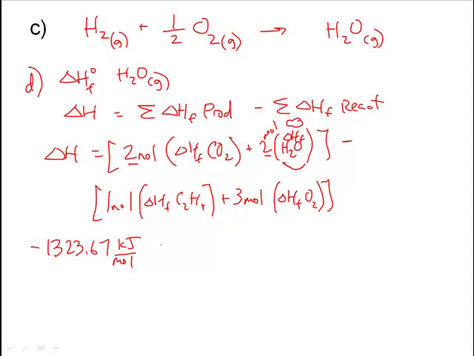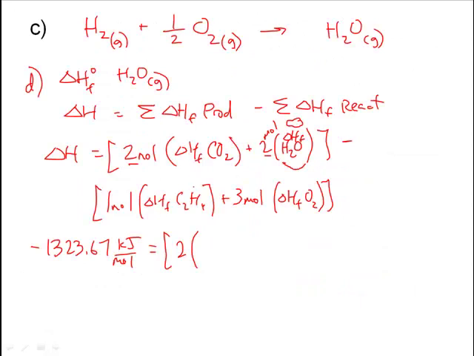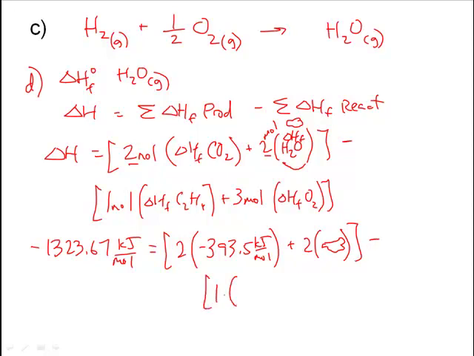And then, coefficient is the moles. Now I've got 2 moles. I'm going to put 2 here times the CO2 value, which I look up on the table: negative 393.5, and that's kilojoules per mole. And then we add 2 moles of the unknown, which is my chicken. And then we subtract 1 mole of the C2H4, which is right there, 52.30.